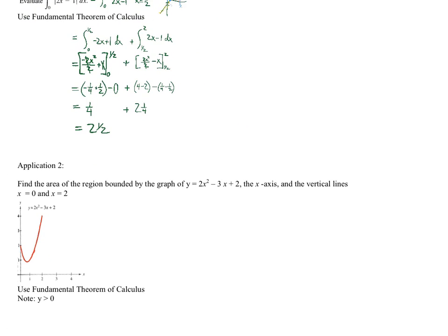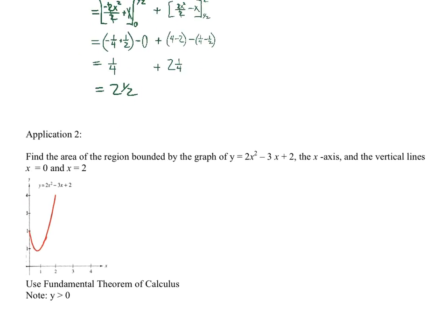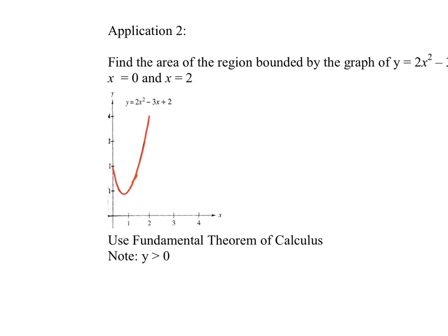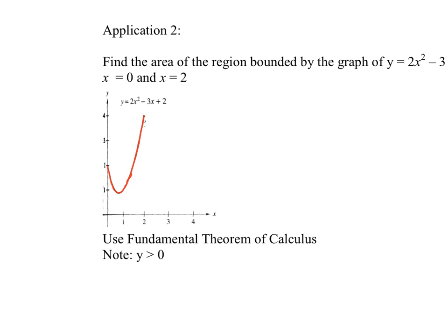All right. So then we have this. It says find the area of the region bounded by the graph of y equals 2x squared minus 3x plus 2, the x-axis, and the vertical lines x equals 0 and x equals 2. So let me go ahead and draw those vertical lines. Here's the vertical line x equals 2, and here's x equals 0. So the area that we're trying to find here is this whole area in here.